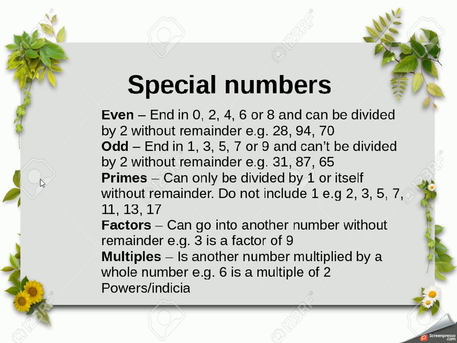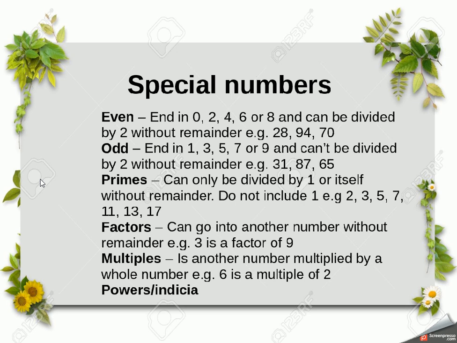Multiples then are another number multiplied by a whole number. So for instance, 6 is a multiple of 2 because 3 multiplied by 2 is 6. 15 is a multiple of 5 because 5 times 3 is 15. So a multiple is kind of the reverse of a factor. And again, we'll do more in depth about factors and multiples in another video.